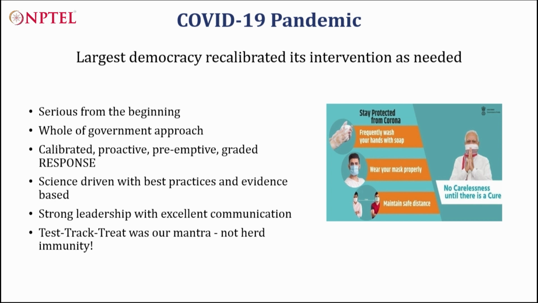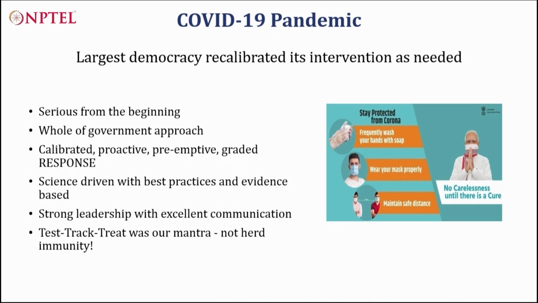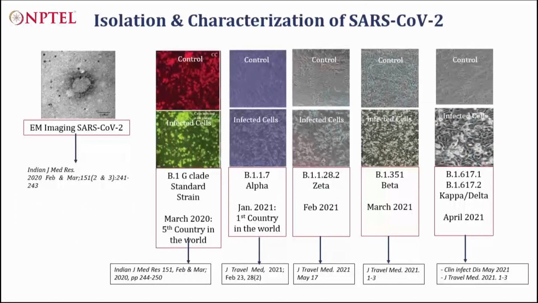The Prime Minister was communicating how to use the mask, how to prevent the virus, and how to avoid it: do gaj doori hai bahut zaruri. So, all these messages were very important, and test, track and treat was our mantra, not herd immunity. We were focusing on test, track and treat. We were the first country in the world to isolate the virus.